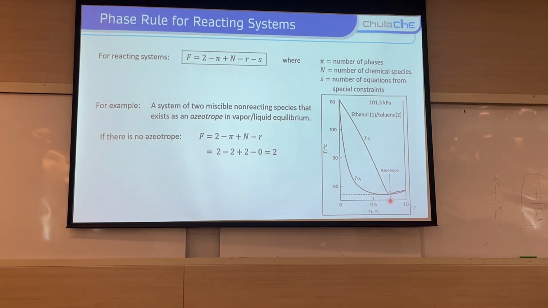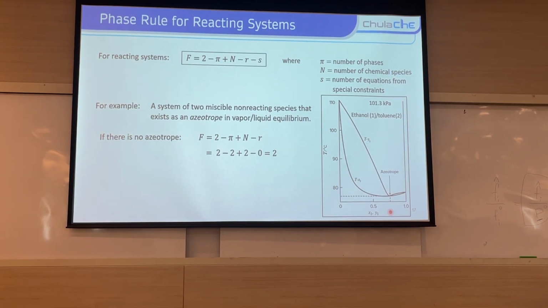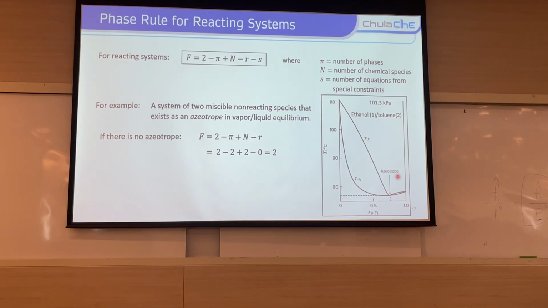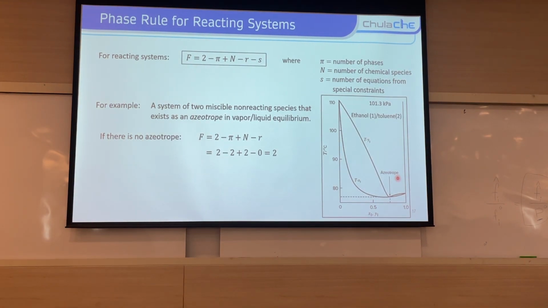But in the case of the mole fraction at the azeotrope, you can see at this point, you cannot draw the tie line. It's just a point. So the meaning of the azeotrope point here is the point where the mole fraction of the mixture in both vapor and liquid phase is equal. In mathematics, it's yi equals xi.